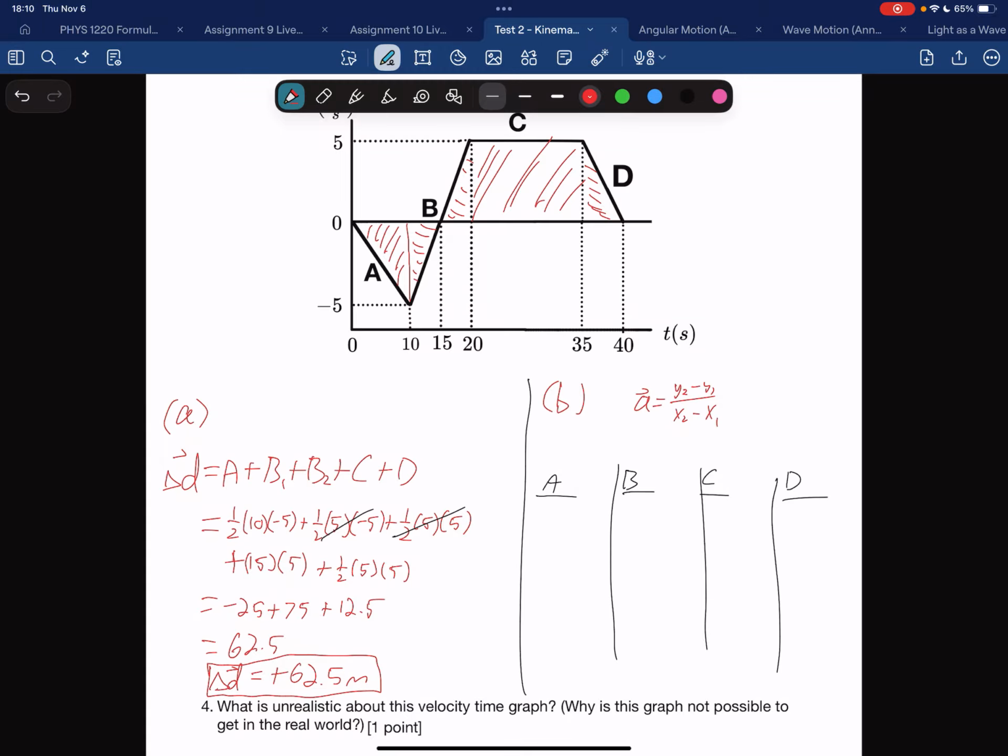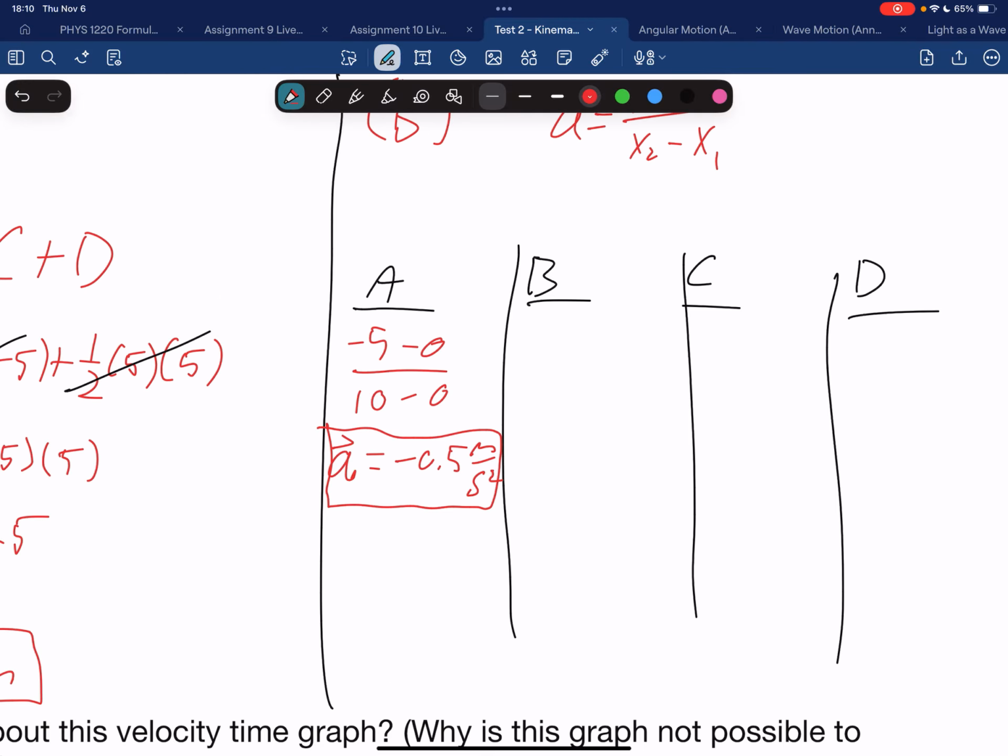So for A, I'm going to have -5 minus 0 over 10 minus 0, which is going to give me an acceleration of -0.5 meters per second squared. So that is my answer for A. For B, I'm going to have 5 minus -5 over 20 minus 10. This is going to give me an acceleration of +1 meters per second squared.